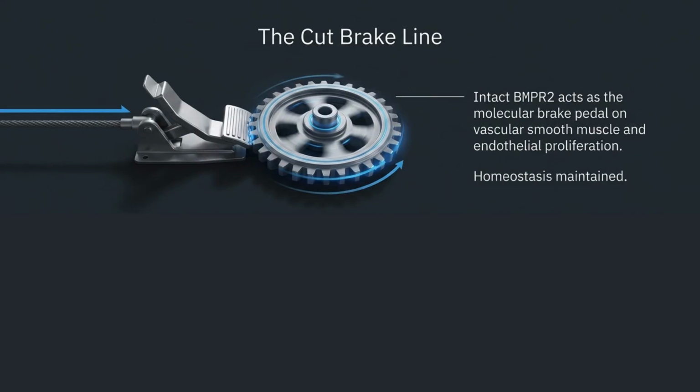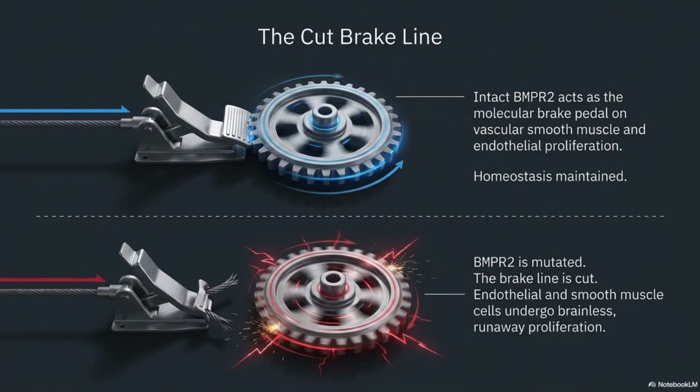I want you to think of this mutation as the cut brake line. An intact BMPR2 acts as a molecular brake pedal on vascular smooth muscle and endothelial proliferation. As long as it is functioning, homeostasis is maintained. But when BMPR2 is mutated, the brake line is cut. Without those brakes, the endothelial and smooth muscle cells undergo brainless runaway proliferation.